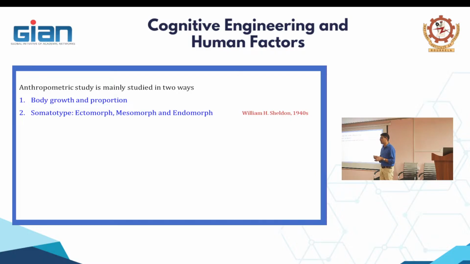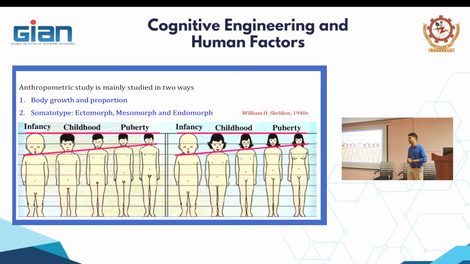It is not like it is abruptly following any pattern. If it is following an out-of-the-way pattern, then that is some kind of abnormality in the human being. Correct. So this is the body growth and proportion, which are the two things that we should consider. Another part is the somatotype.